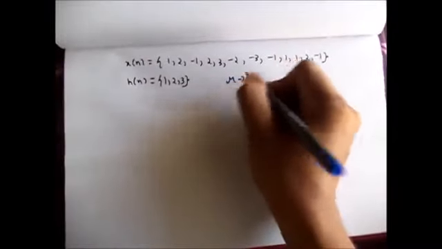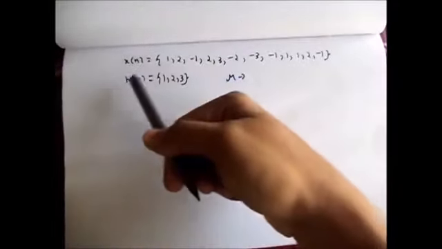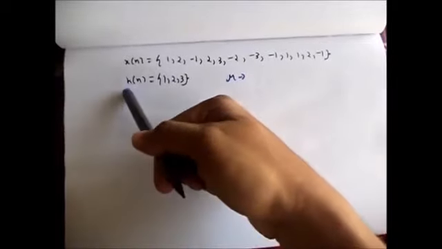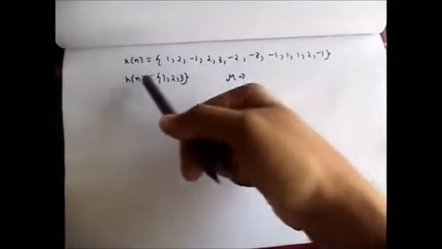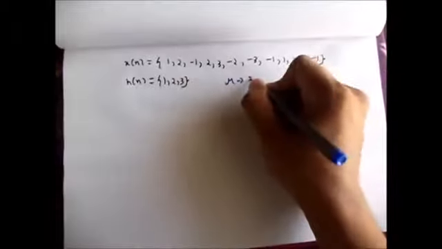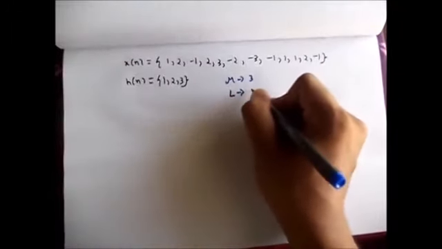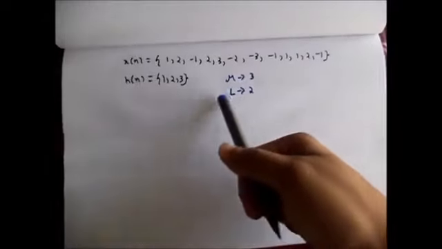First we will find the value of M. Here M is equal to the length of the impulse response of the filter. As there are 3 elements in the impulse response, the length of this impulse response is 3. Then we will assume the value of L as 2. Why I have done this, I will tell you later.